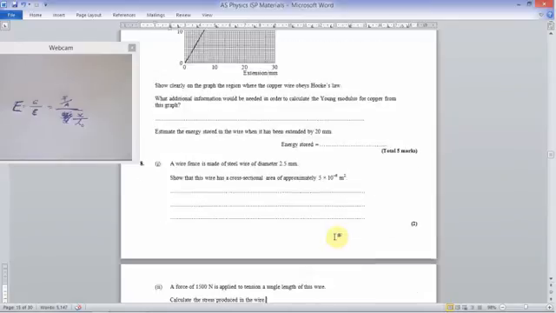Question 8. A wire fence is made from steel of diameter 2.5 millimeters. As soon as I see that 2.5 millimeters, I convert that to radius, because I know I'm going to have to figure out cross-sectional area. So that's 1.25 times 10 to the minus 3. So I've also converted it into meters, and I might as well figure out the cross-sectional area. And you can see the question is actually asking for cross-sectional area.